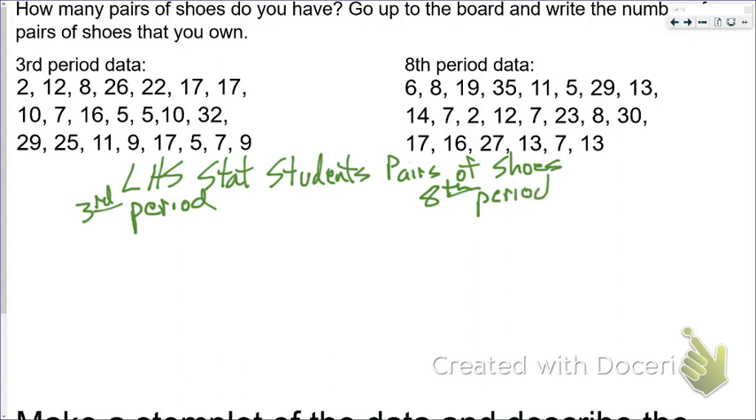And you want to find the min and the max between the two periods. So both have a min of 2. And I believe eighth period had the max at 35. So we're going to make a stem plot by splitting the stems. I mean, you could make a normal one where you don't split the stems, but I decided I'm going to make one that splits the stems. So we're going to go from 0L, the low ones digits, up to 3H.